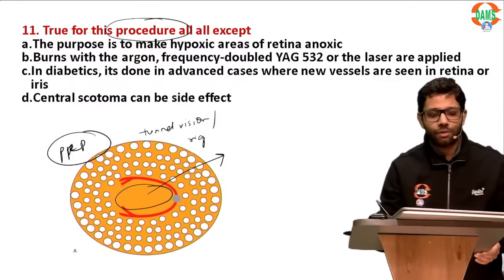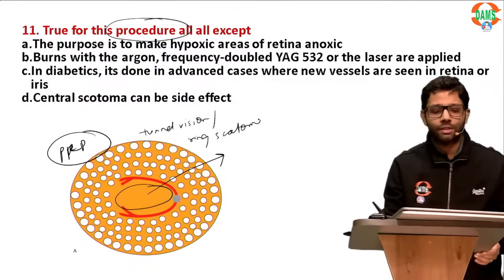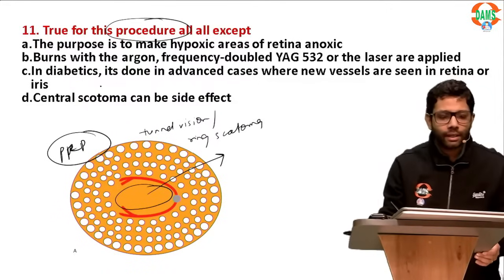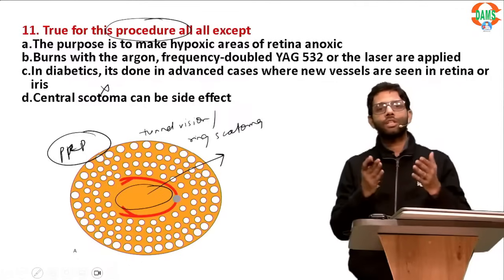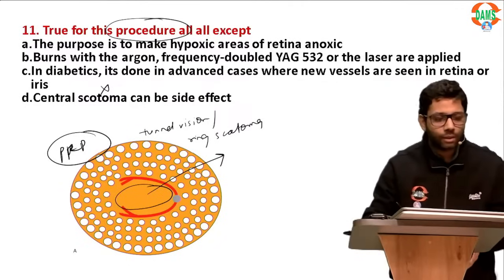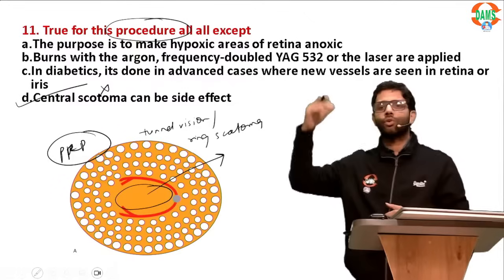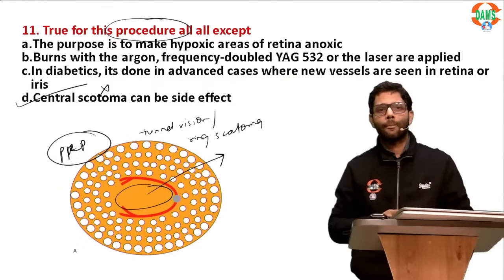Only this information was needed. The side effect of pan-retinal photocoagulation is ring scotoma. So how can it cause central scotoma? Central vision is spared. That is the wrong statement. That is the answer over here. Even if you don't know A, B, C, that's the answer, no? Central is spared. It is tunnel vision.